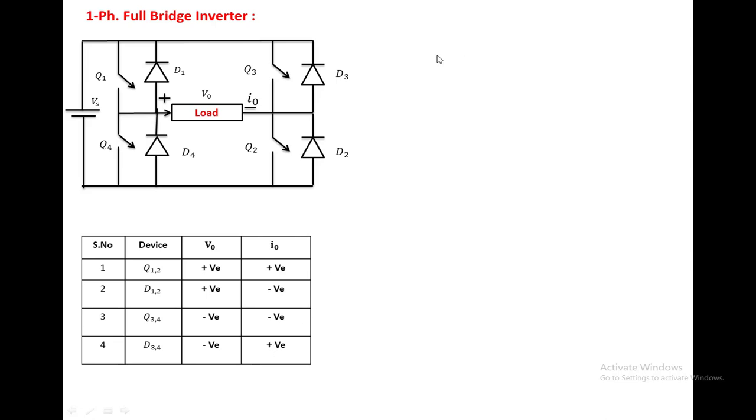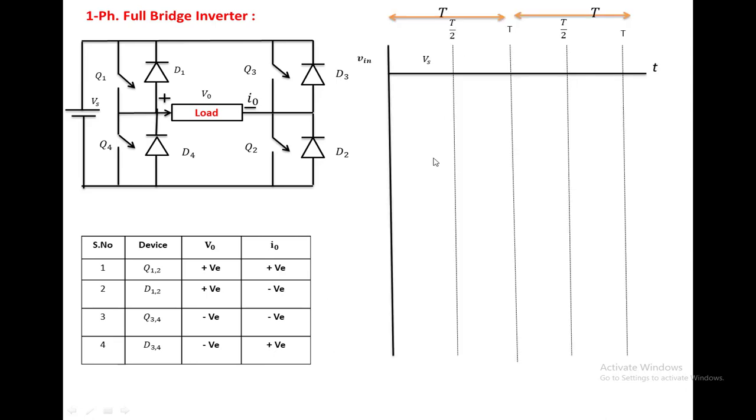Now we are going to see the circuit operation. First you have to take the input voltage, that is Vs, which is constant with respect to time. This duration is nothing but T by 2. This duration is again a half cycle, and half cycle. From 0 to T is one cycle of operation. These are the gate voltages applied to Q1, Q2. When the gate voltage is applied, Q1, Q2 is on. If the gate voltage is 0, then Q1, Q2 will be off.